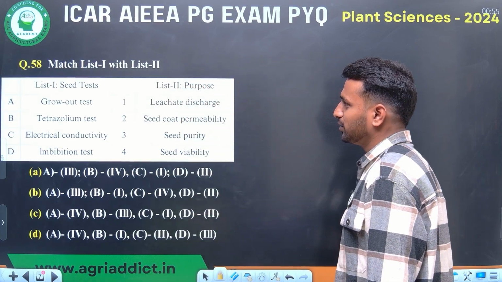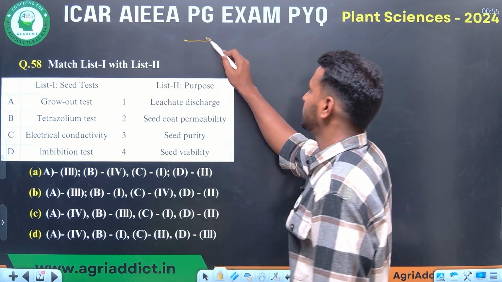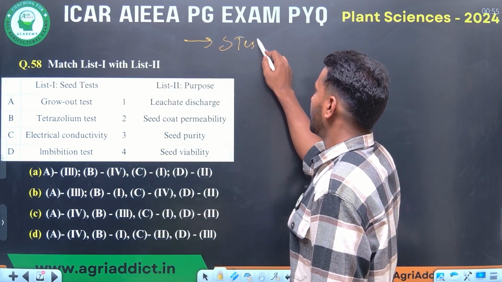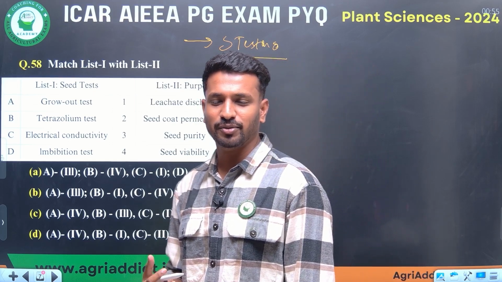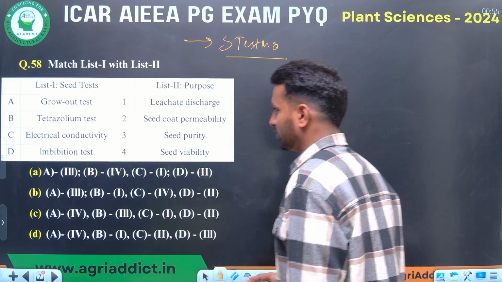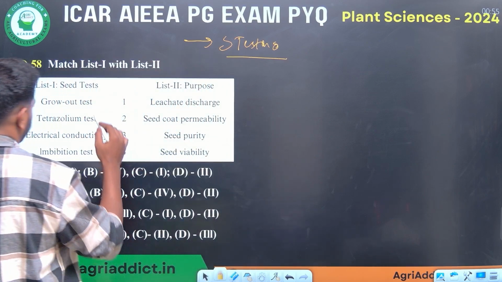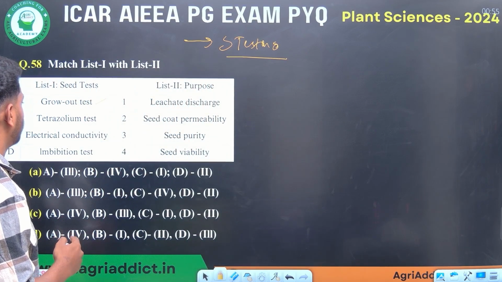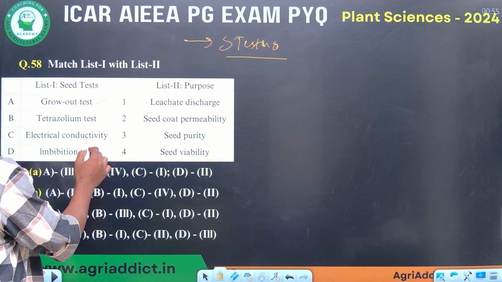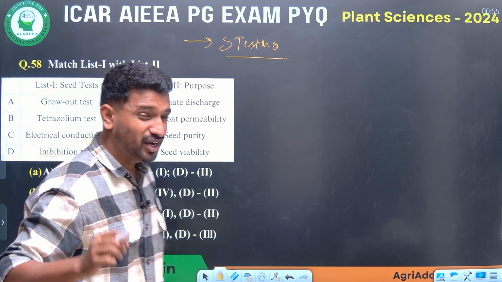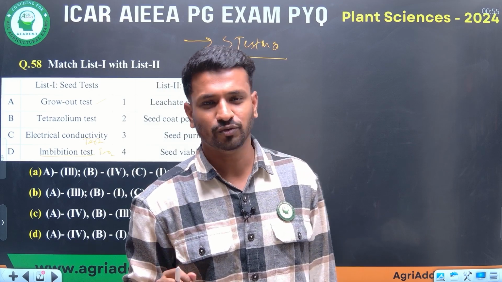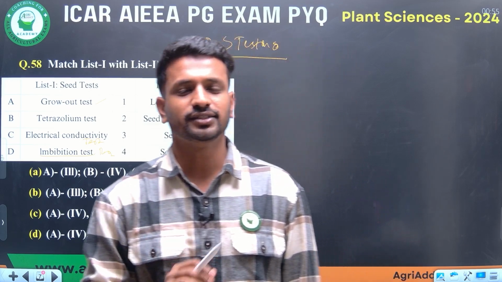Next, now this is a question related to seed testing. Directly from seed certification and solving the floral biology question, we came into the seed testing part. Now this is about four different kinds of tests. One is the growth test, second is tetrazolium, third is the electrical conductivity test, fourth is the imbibition test. I'll tell you, if you get any match the following question in your ICAR PG exams, take it as a sure shot.